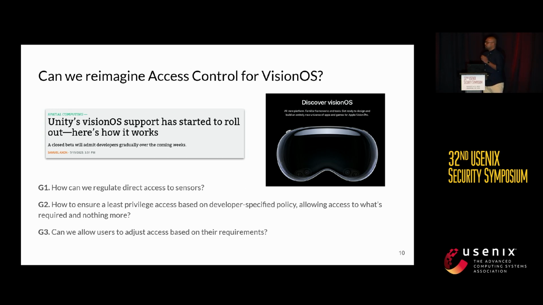Towards that effort, we identify three questions from a research point of view. First, how can we regulate direct access to sensors? Second, how do we ensure a least privilege access control model that allows developers to specify what their requirements are, and allows the system to enforce or provide access based on those specific requirements and nothing more? And finally, can we allow users to have the flexibility to adjust the access control based on their own preferences?